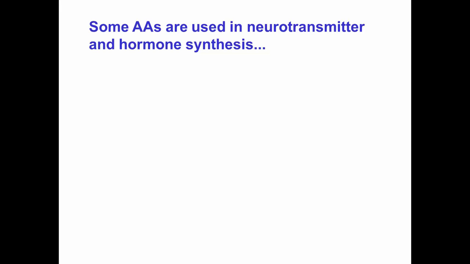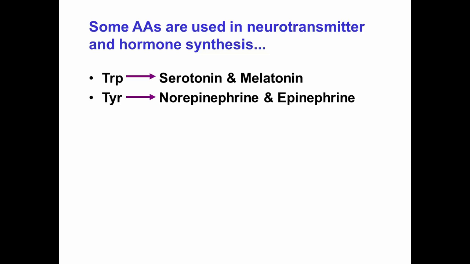Okay, other things about amino acids. They're used in neurotransmitter and hormone synthesis. So tryptophan, for example, is used to synthesize the hormones serotonin and melatonin. Tyrosine gets used to make norepinephrine and epinephrine, which are our catecholamines, the hormones that help us run from the bus as we're about to get run over, or the bear that's chasing us in the woods. I don't know, catecholamines.